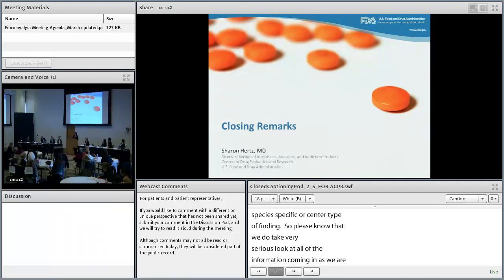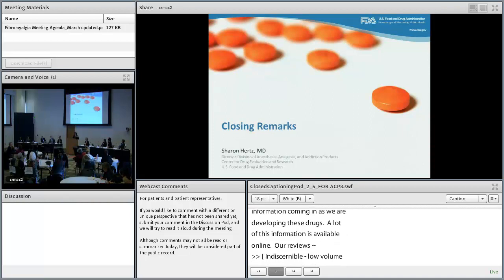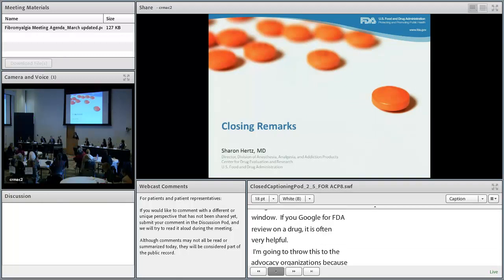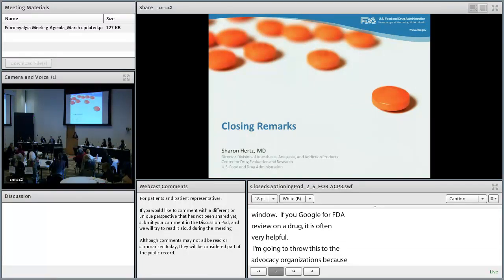And a lot of this information is available online. Our reviews, I know, it's hard. From my desk, I actually often revert to Google rather than our search window. But if you Google for an FDA review on a drug, it's actually often very helpful. And I'm going to throw this to the advocacy organizations because I suspect they may have folks who can also help with navigating some of these paths.